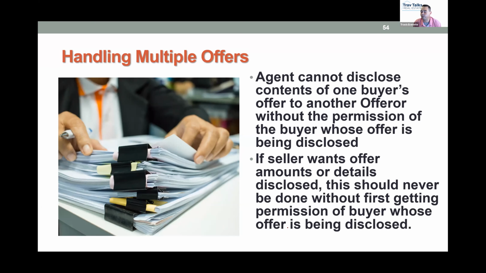You have to remember, the seller and the listing agents are going to see all of the offers. If there's 15 offers, how many is the listing agent going to see? All 15. Do all 15 buyers see all the offers, or do the buyers only see their own offer? They only see their own offer, and that's all they're allowed to know about. No buyer can know the terms of another buyer's offer.